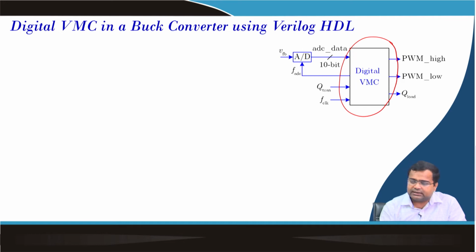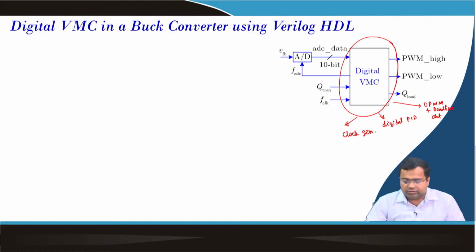Then we are about to design that whole digital control module that we have discussed, and we have discussed that this is a main module and it consists of 3 sub modules. One is the clock generation, the other is the digital PID controller, and the third one will be the DPWM plus the dead time circuit. Okay. So, now let us start.